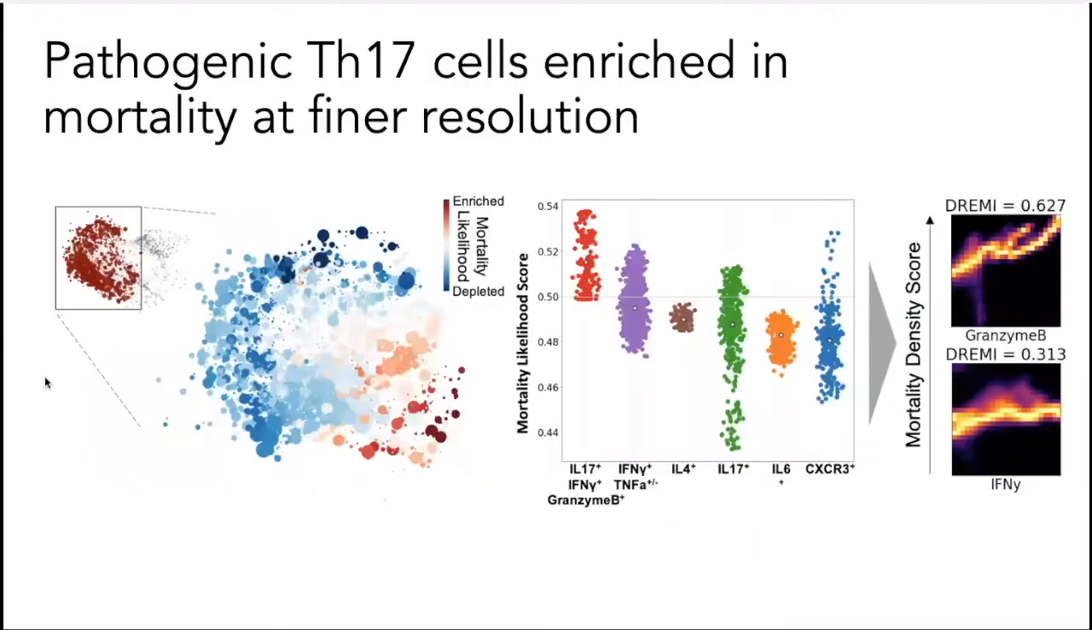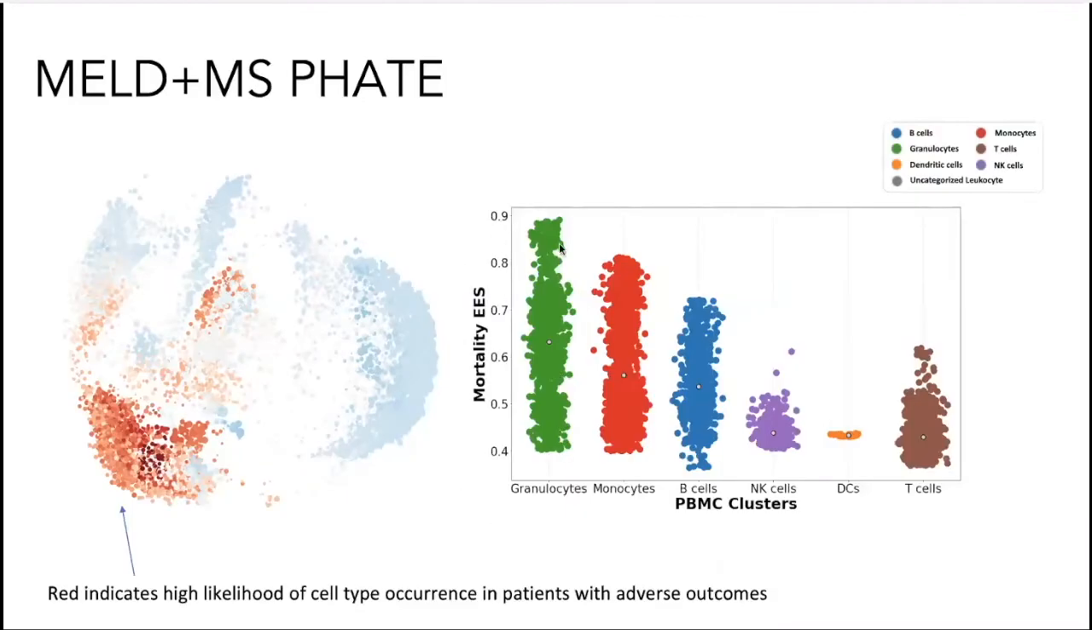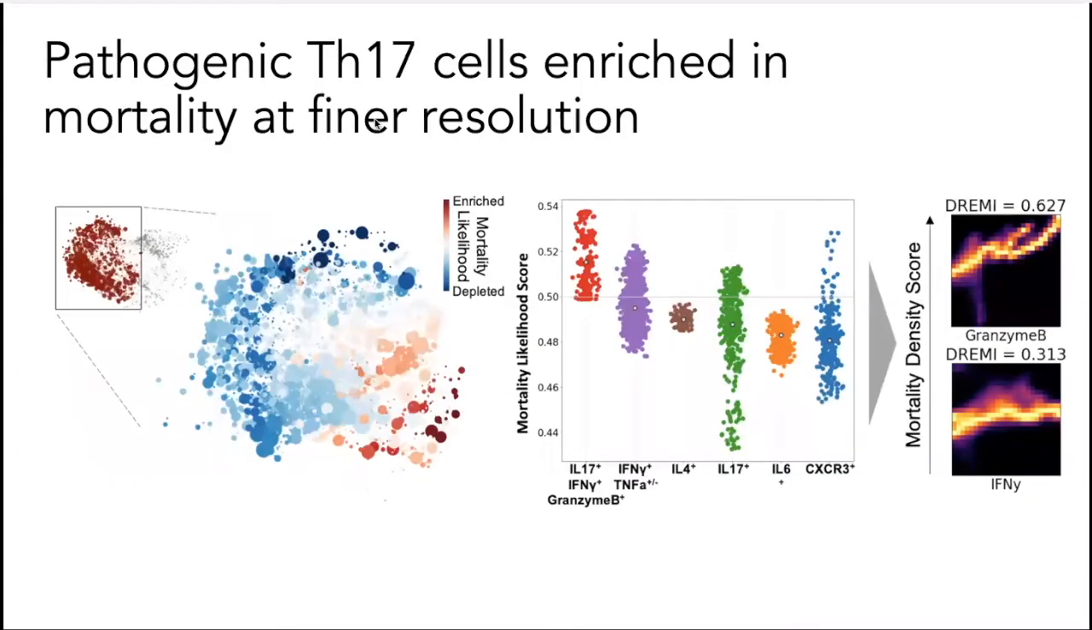When you zoom in and look at this, you see very specific patterns. So here you can attribute it to specific cell types that have a higher mortality likelihood. When we looked at our T cell panel, we got an interesting story too. It also shows specific enrichment. When you zoom in, you see very specific non-canonical types of T cells conferring mortality likelihood.